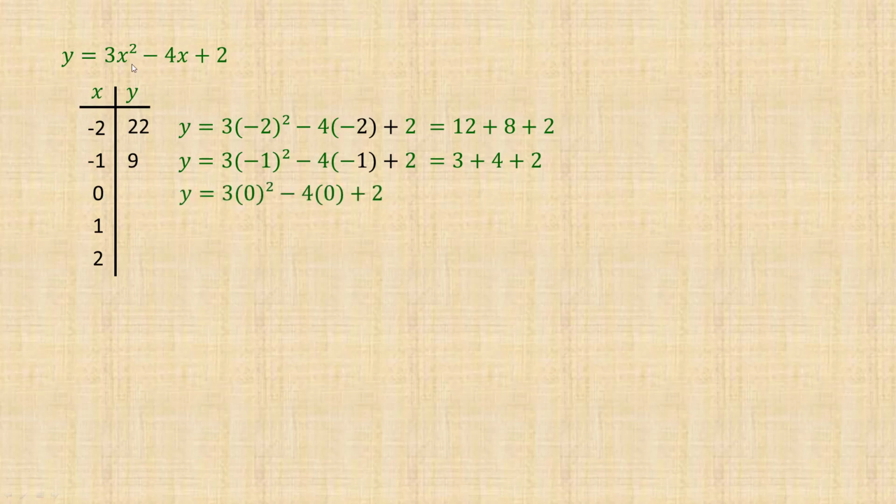If we put 0 in place of x here and here, now 0 squared is 0. 3 times 0 would be 0. Negative 4 times 0 is 0 as well, so we just get 2. So that y value would be 2.